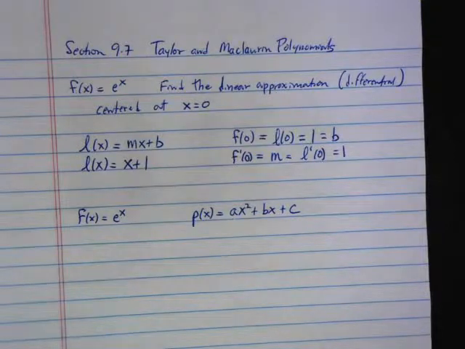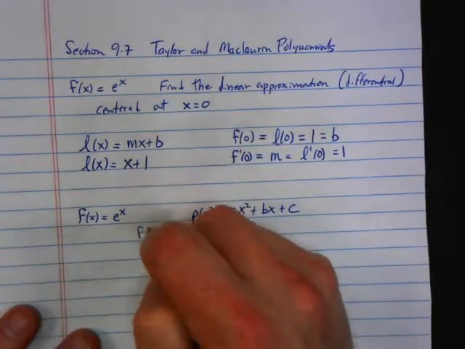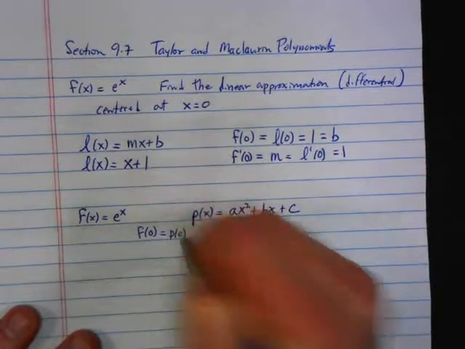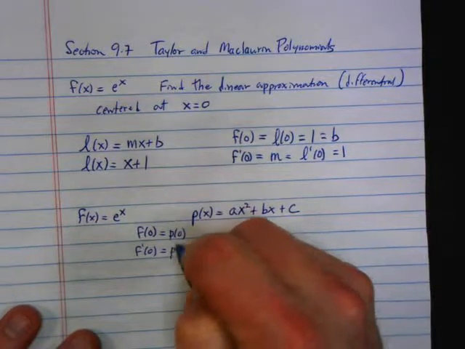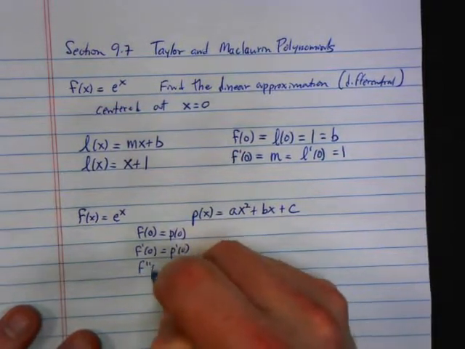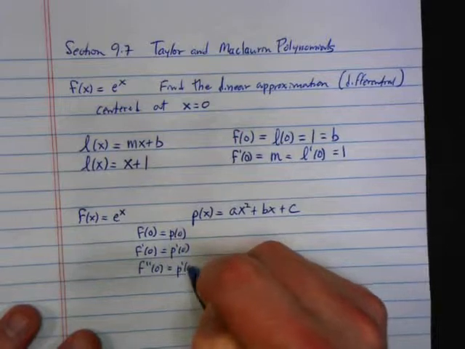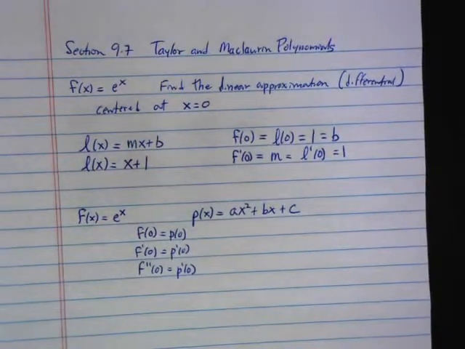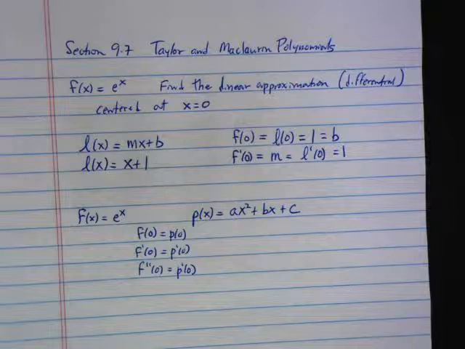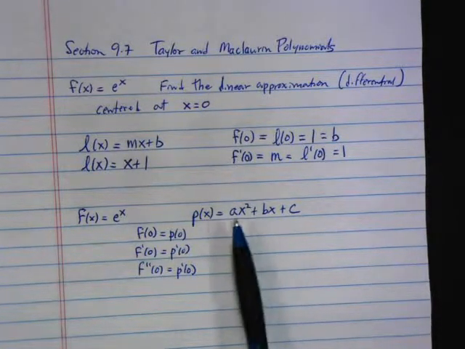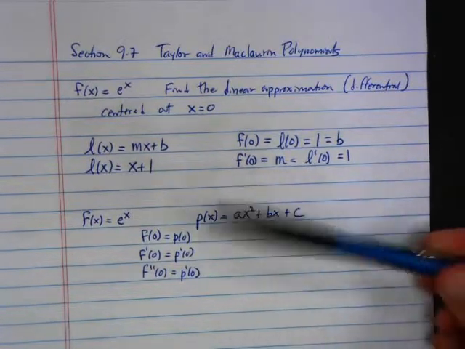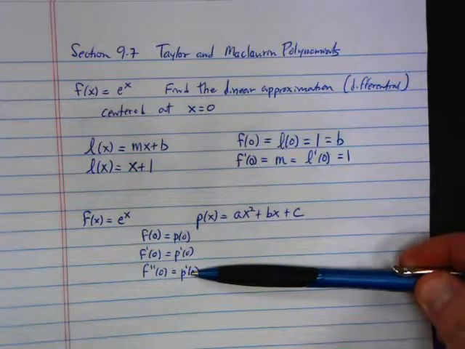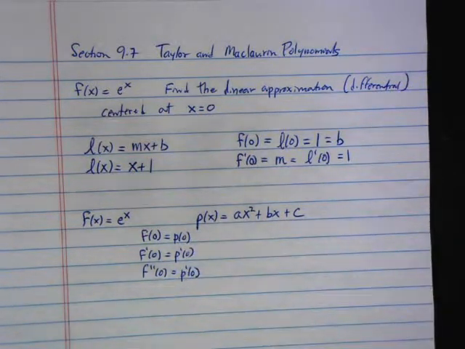Okay, and I want three things to happen. I want f at 0 to be the same as my polynomial at 0. I want my first derivatives to match. And I want the second derivatives to match. So, really what I have here is I'm trying to find three letters A, B, and C. In order to find three letters A, B, and C, I need to have three different equations. And there are the three equations.